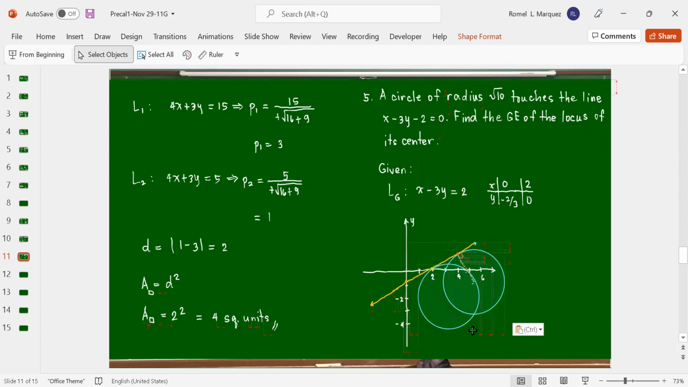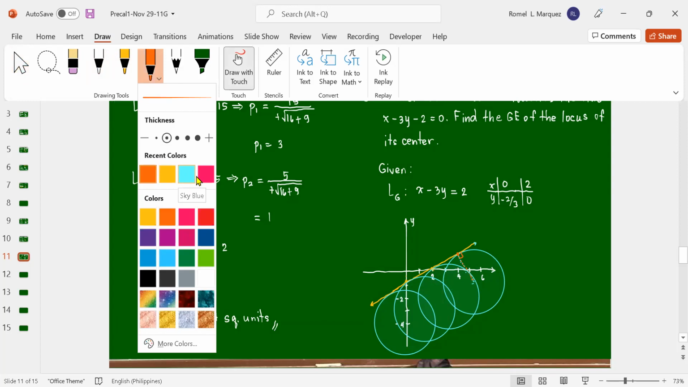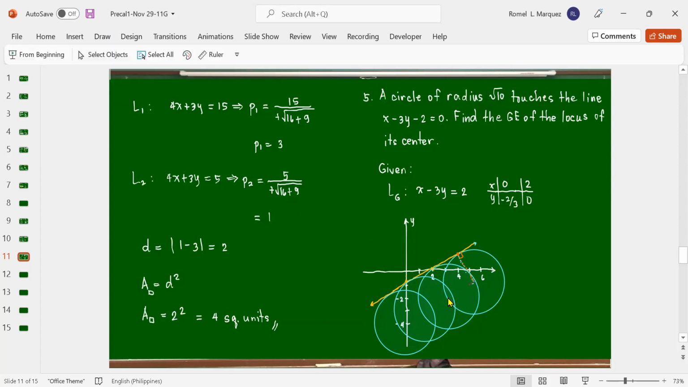Possible to be here. And then possible here. And so on, infinitely many. Okay, guys? And if you follow the path of the centers of these possible circles, we will be able to form a straight line. This is the center of the other one, the center here, and the center here.